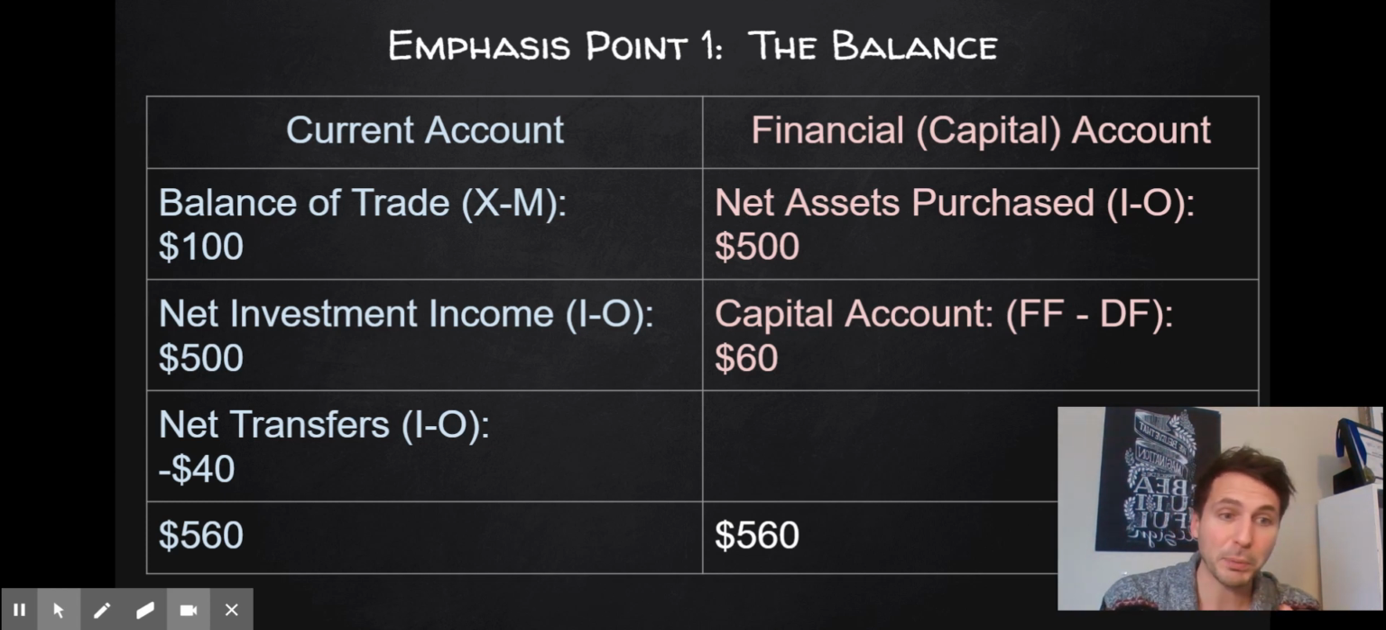So don't get it twisted. This isn't net assets purchased. Not when I bought the bowling alley. It's when I made money off of it. We call those dividends. Income made off of an investment is a dividend, right? Next up is net transfers.